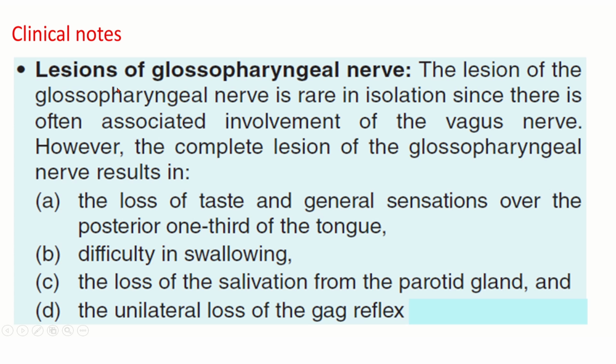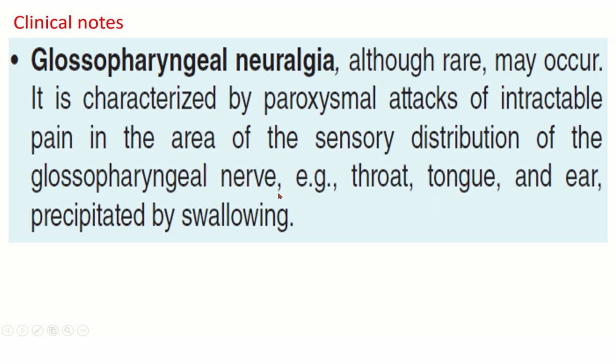Then lesions of the glossopharyngeal nerve. Actually, involvement of the glossopharyngeal nerve in isolation is very rare. Definitely, it will always be associated with the vagus nerve. However, if the glossopharyngeal nerve alone is damaged, what will be the losses? That is the loss of taste and general sensations over the posterior one third of the tongue, difficulty in swallowing, loss of salivation from the parotid gland, and unilateral loss of the gag reflex. So these are the things when there is an isolated lesion of the glossopharyngeal nerve.